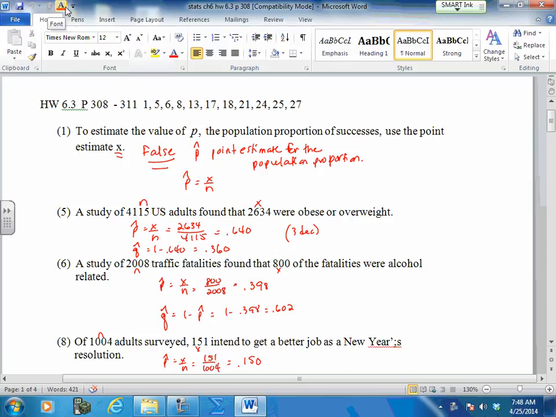Let me know what part you're not seeing. And also, try a calculator step on this. The calculator step for your confidence intervals really takes a good shortcut.